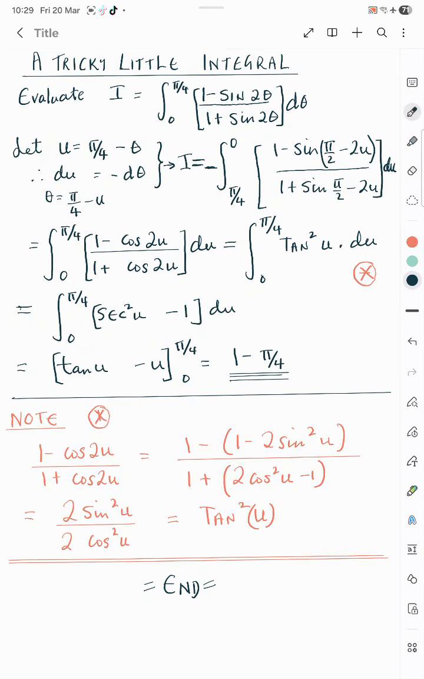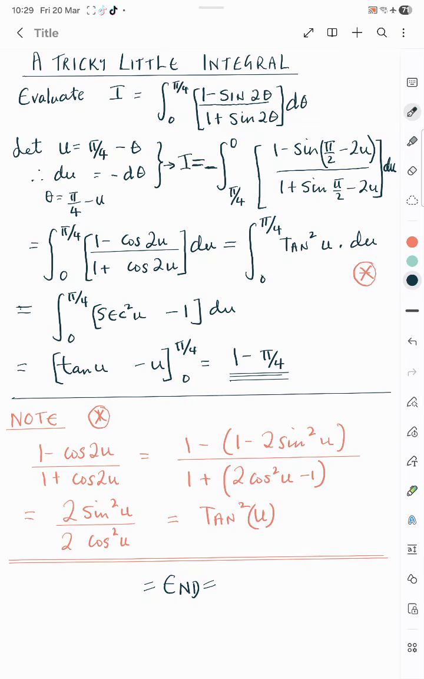Hello and good morning. I here want to do a little integral, which I've labeled as a tricky little integral, and you'll see why in a moment. So we want to evaluate I, the integral, equal to the integral of 1 minus sine 2 theta over 1 plus sine 2 theta between the limits 0 and pi upon 4, the integral being with respect to theta.